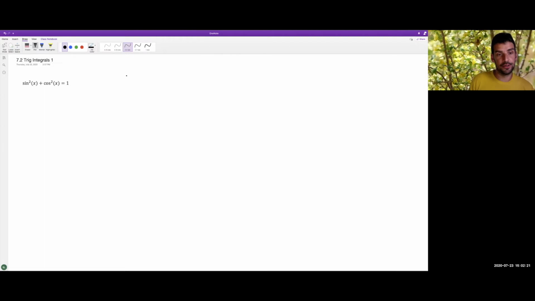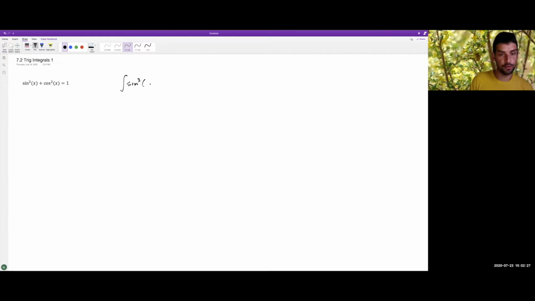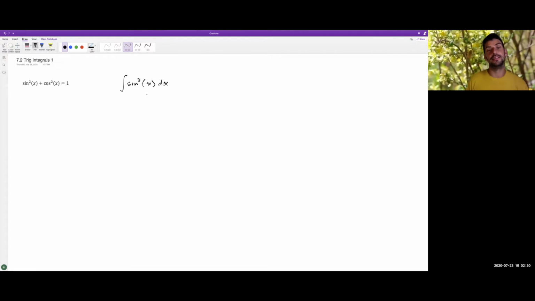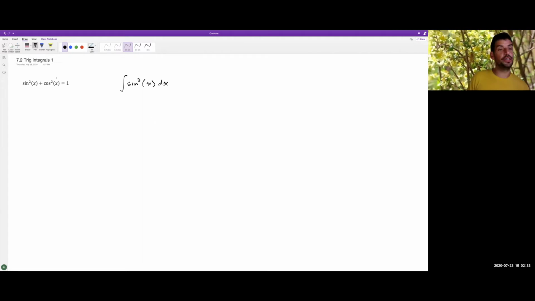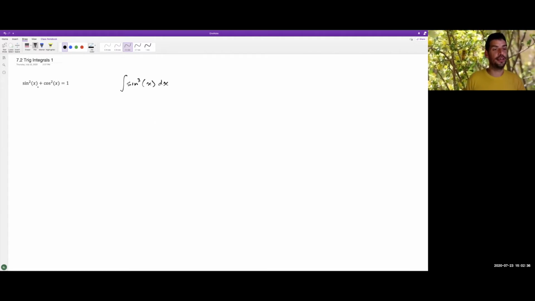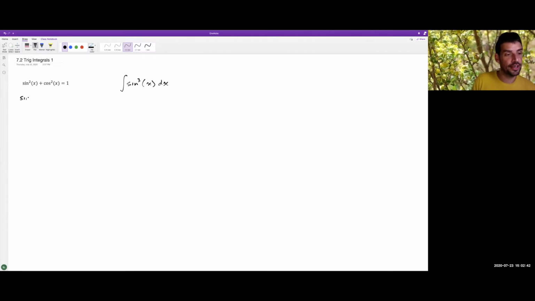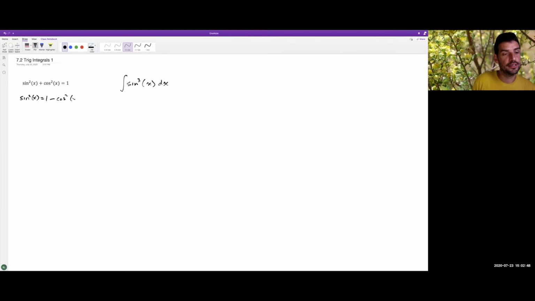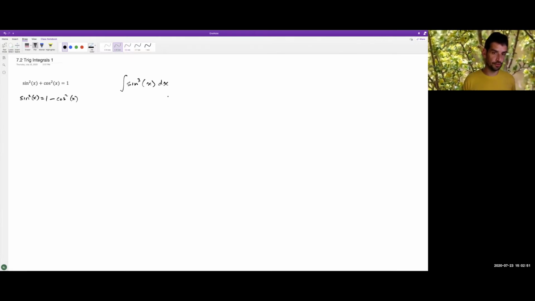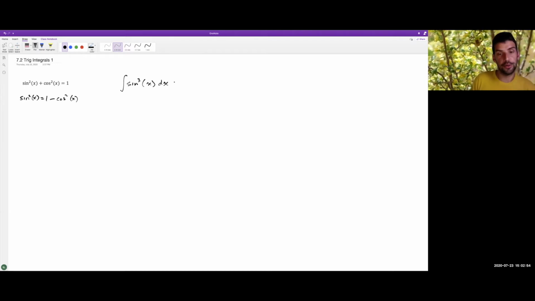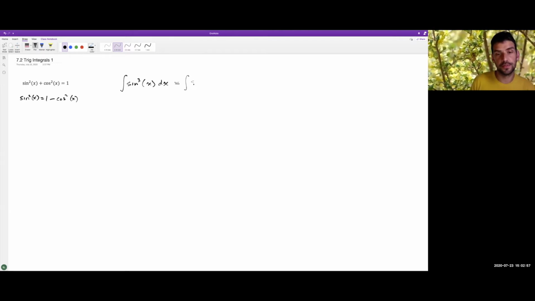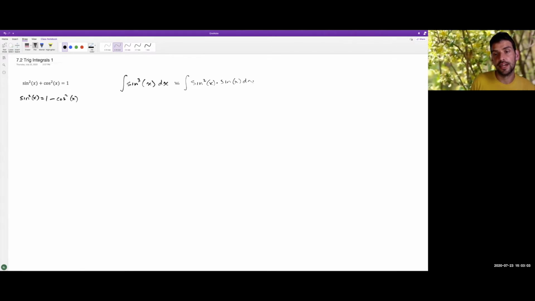So let's take a look at the following integral. Suppose we want to find an antiderivative for sine cubed x dx. What we're going to use is this identity here, except a little bit differently than it's written. I'm going to subtract the cosine squared to the other side to get this. This is what's going to prove useful, because our first step is going to be to rewrite this integral as sine squared x times sine of x dx.